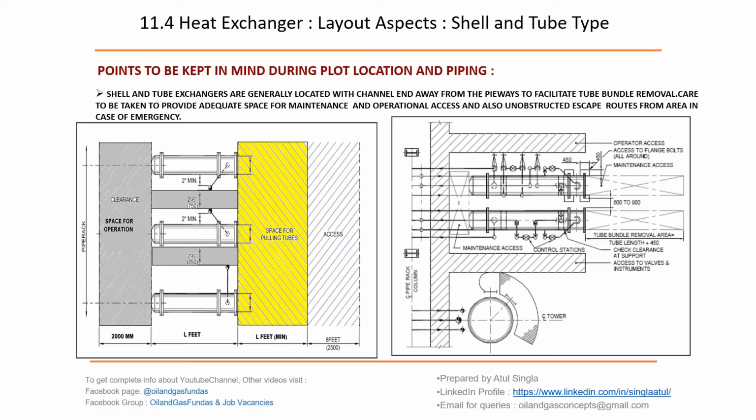The yellow one is the bundle pull out area for pulling the tubes. Behind that we have access for movement and maintenance activities, and in front we sometimes have to open the exchanger for maintenance or cleaning activities, so we need to have some clear space in front of the exchanger and in between the exchanger and the pipe rack. So this much space is also required in front of the exchanger.